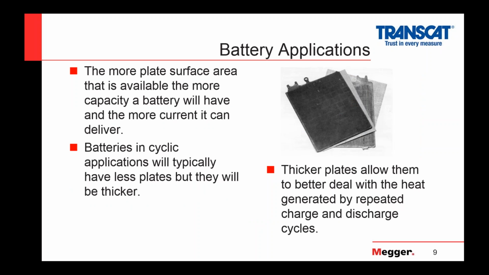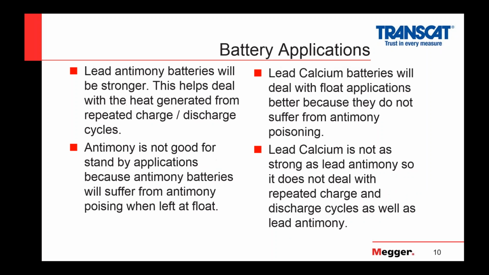First thing you have to look at with lead-acid batteries is their plates. The more plate surface area you have, the more capacity you have. This is why when you get larger batteries that have a lot more plate surface area, you have more capacity and you can get more current out of them. Now, also like in cyclic batteries, typically the plates will be thicker. Why would they be thicker? Well, when you're discharging and charging the batteries, you're creating heat. So the thicker plates better deal with the heat generated by the repeating charging and discharging. So in cyclic batteries, we would expect the plates to be thicker to handle the heating effects better.